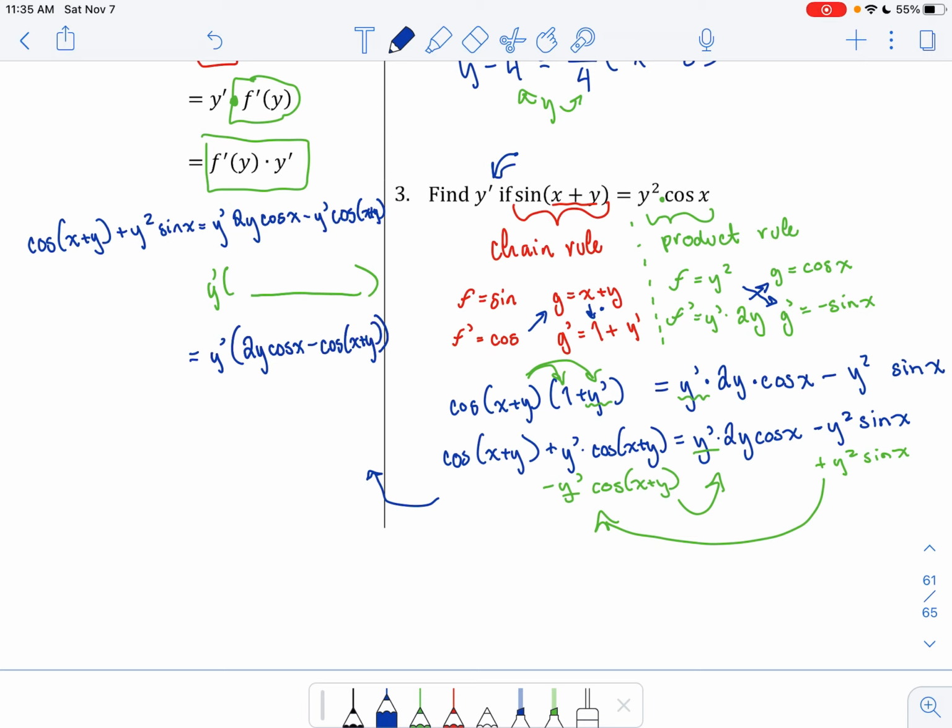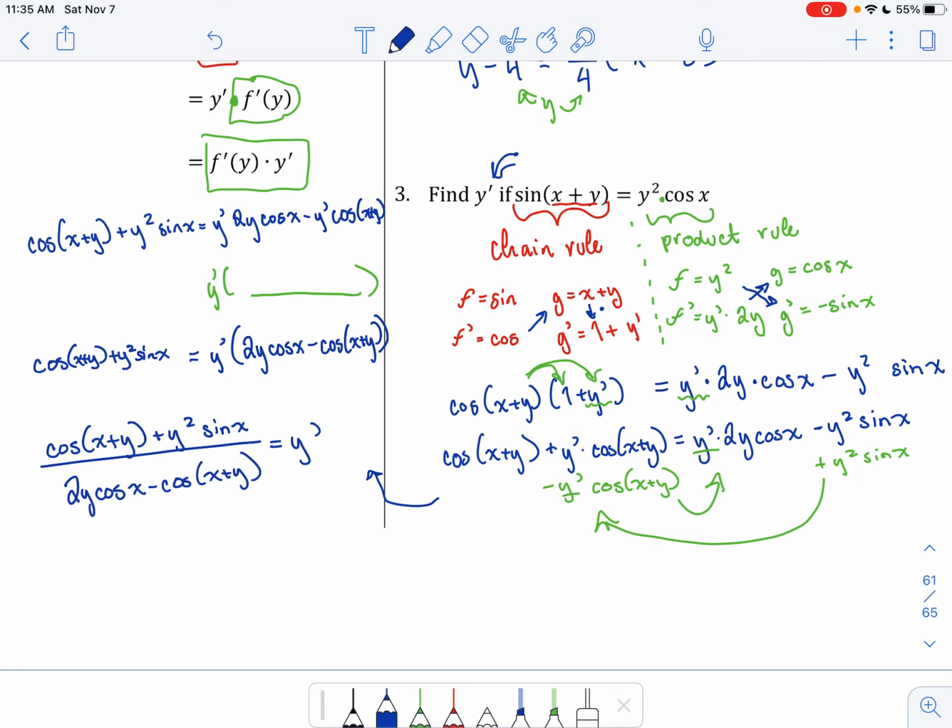And then we're going to divide both sides by that. So cosine of x plus y plus y squared sine x. And we end up with a very large rational expression, but that's just fine, with the numerator cosine of x plus y plus y squared sine x. And then we divide both sides by 2y cosine x minus cosine of x plus y, and that equals y prime.